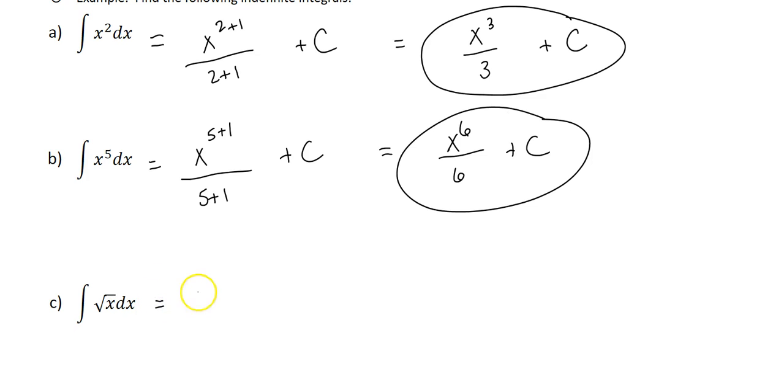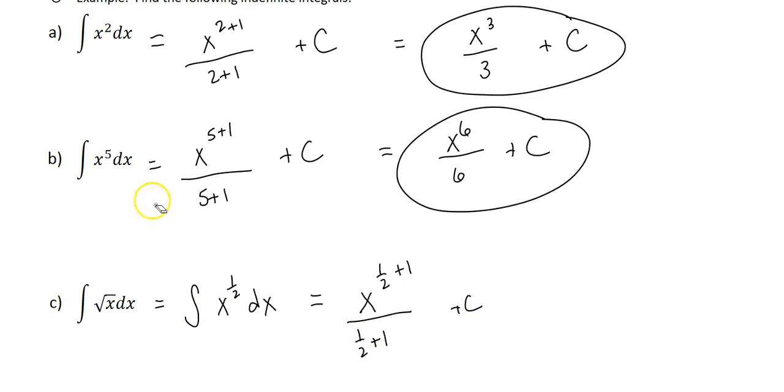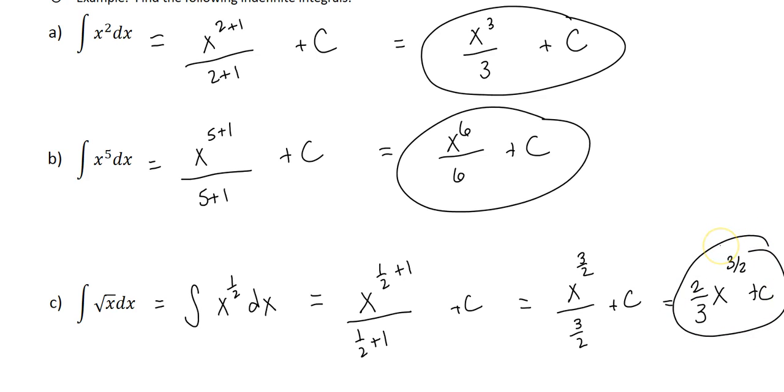Now this one is kind of a power rule in hiding, so I'm going to write this as x to the 1/2 power before I start. So this will be x to the 1/2 plus 1 divided by 1/2 plus 1 plus c. Notice when I actually evaluate the integral, that's when I drop the integration symbols. So this is going to be x to the 3/2 over 3/2 plus c. And I'm going to flip and have 2/3 x to the 3/2 plus c. And that will be my final answer.